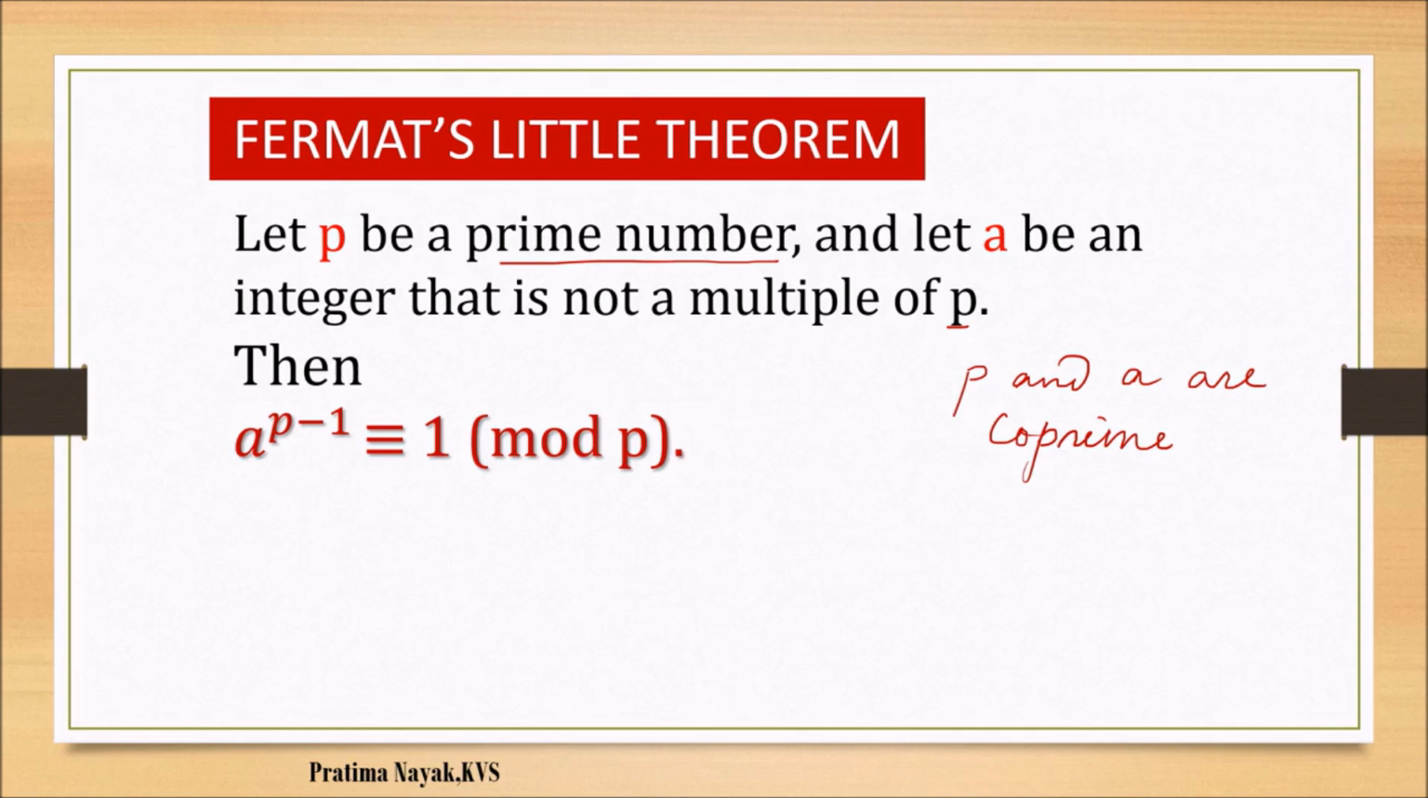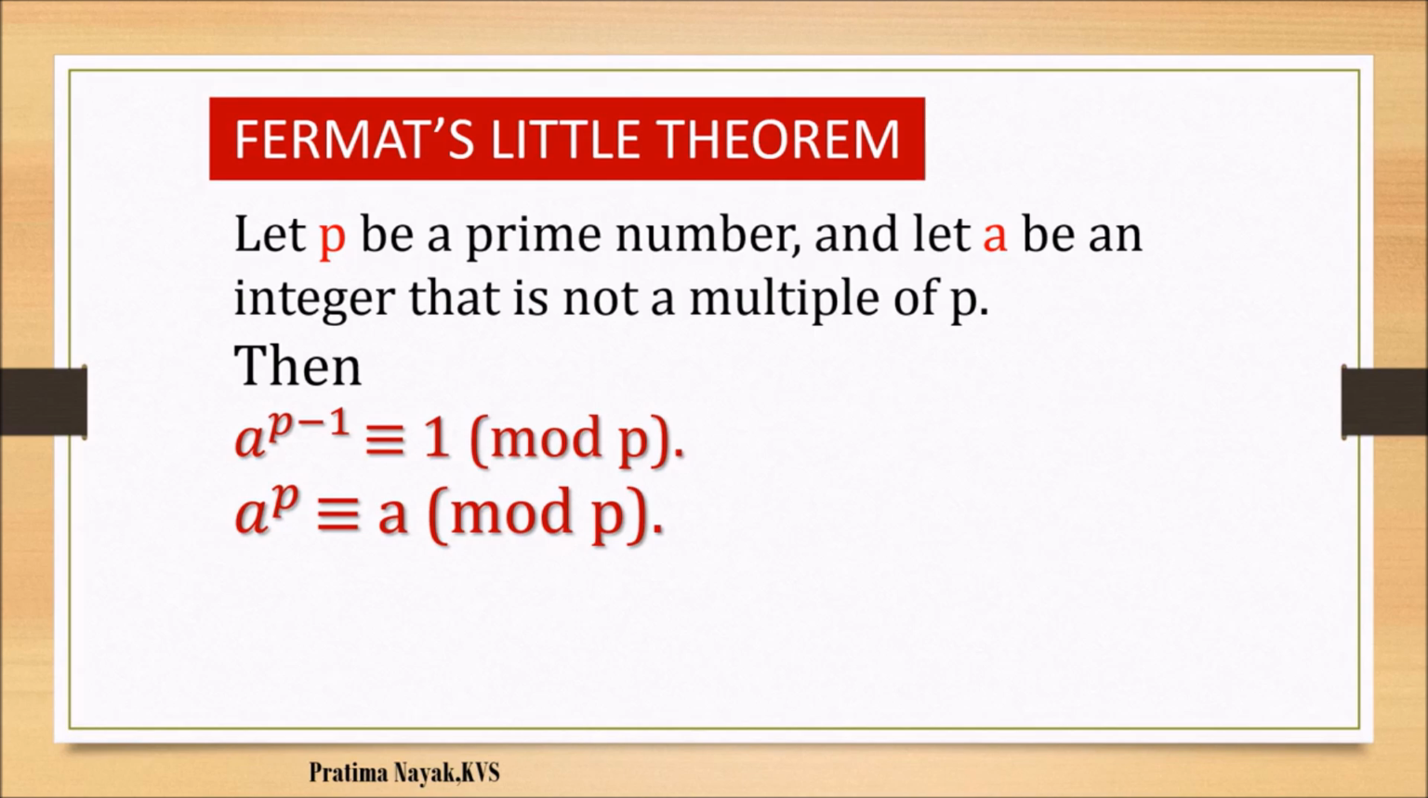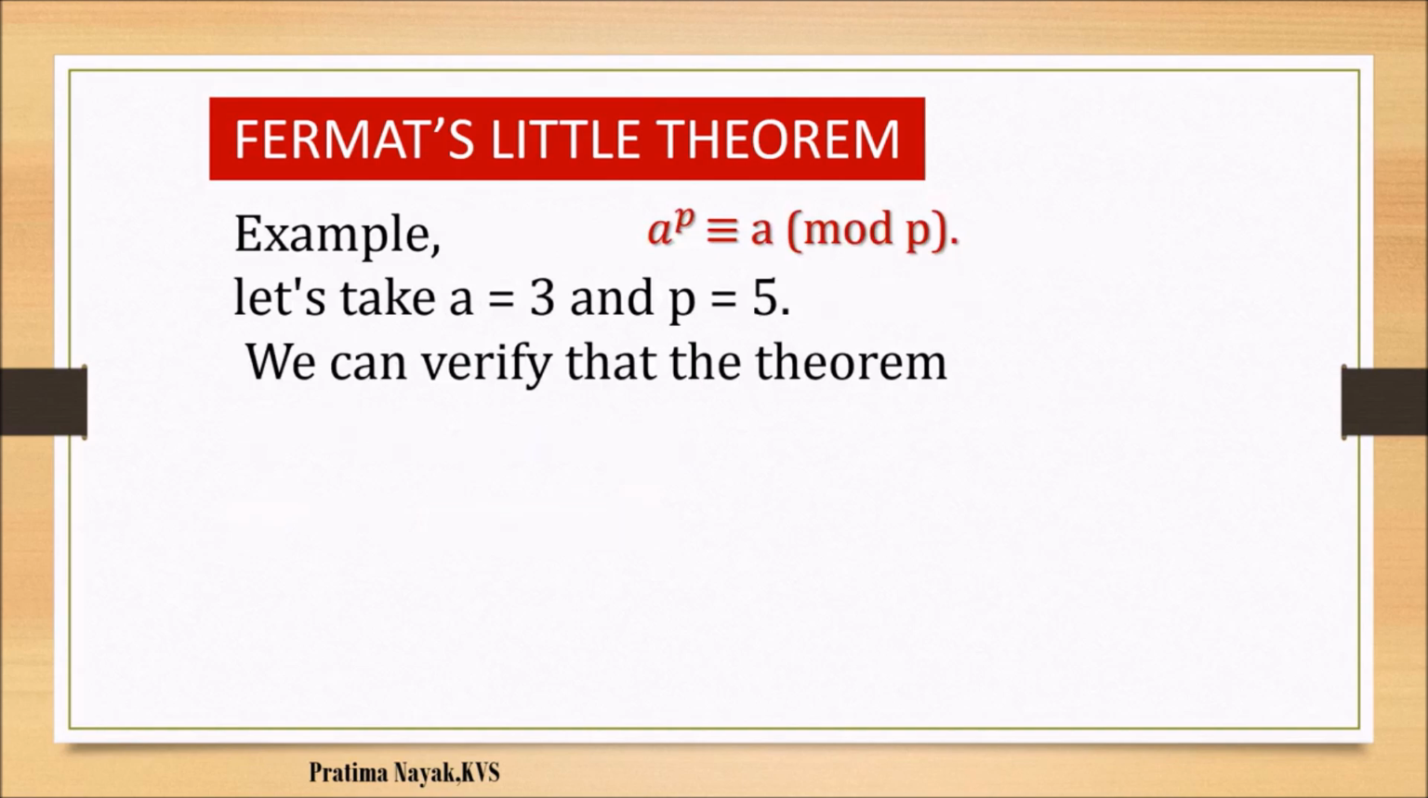Then we can write A raised to the power P minus 1 is congruent to 1 modulo P. Or it can be written as A raised to the power P is congruent to A modulo P. Let us verify first. A is 3, P is 5, so P is a prime number. A and P are co-prime, then we can apply this.